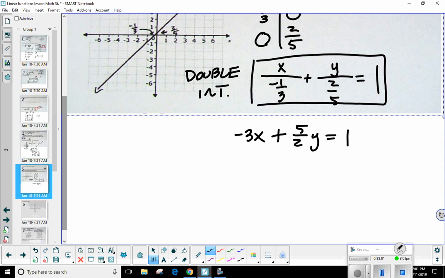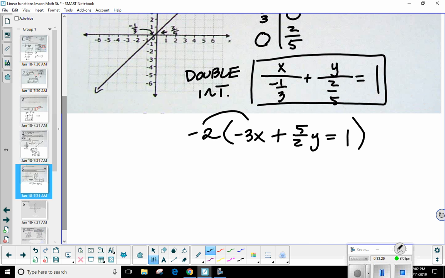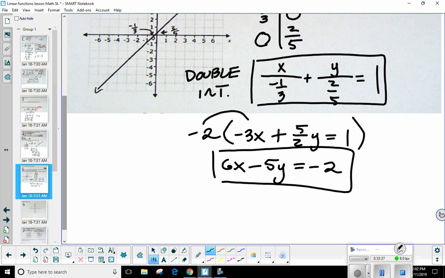Now we have the form for standard, but what? Yeah, there's a fraction, and there's something else I've got to take care of. Remember, A can't be negative. We want it to be positive. So let's go ahead and take care of this all in one step. Some people like to take care of the fractions and then change the negative. I would multiply by what? Negative 2. That's going to take care of all the problems here. So that will give me 6x minus 5y equals negative 2. And that's what? That's standard form.